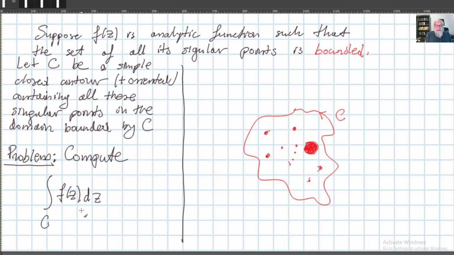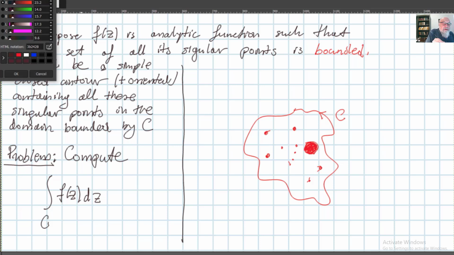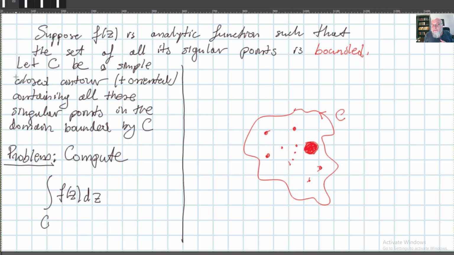So the idea here is relatively simple. Maybe it is appropriate to explain that since the contour C contains all the singular points inside, clearly the function f of z has no singularities outside C, no singularities.